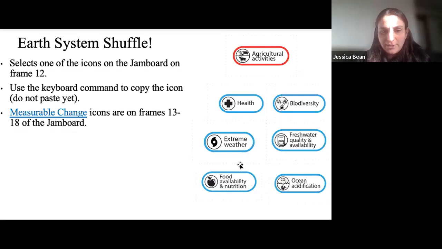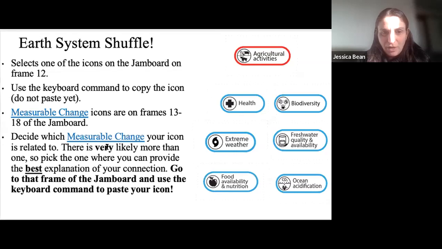These are measurable changes. And so what I'd like you to do is now think about which of these measurable changes is your icon that you selected. So I selected agricultural activities as an example. Which page would I go to be able to explain how agricultural activities are connected to one of these concepts? So I'm going to pick health because I have some feelings and ideas based on my prior knowledge about how our health is affected by various forms of agricultural activities, both in positive and negative ways.